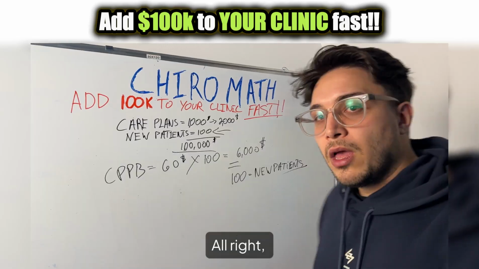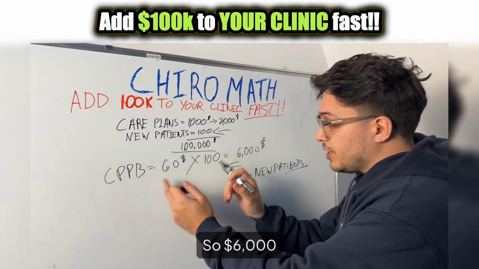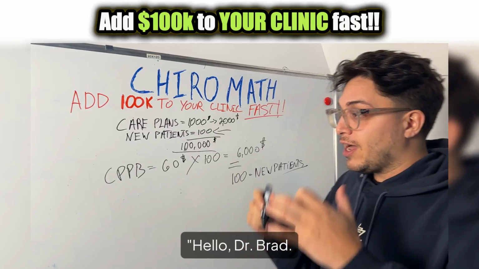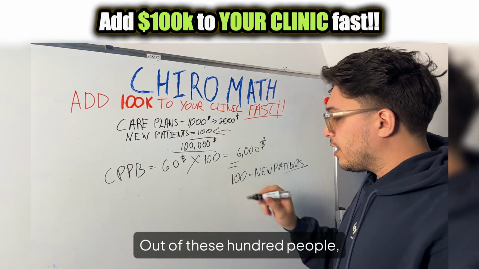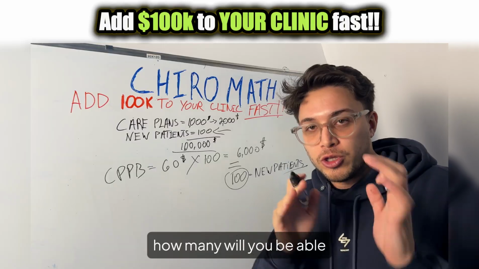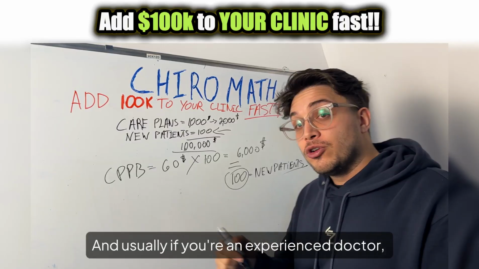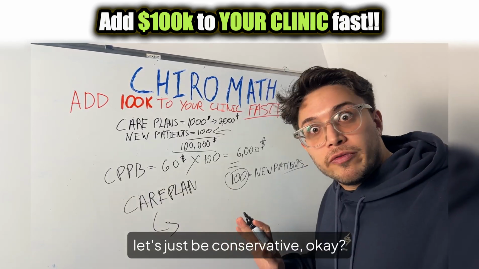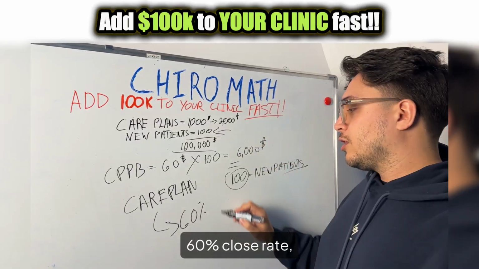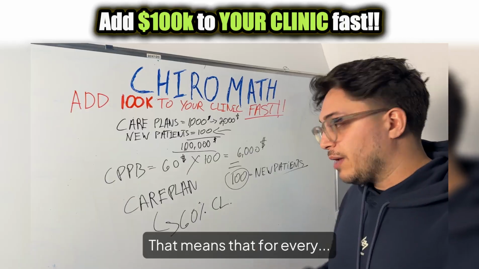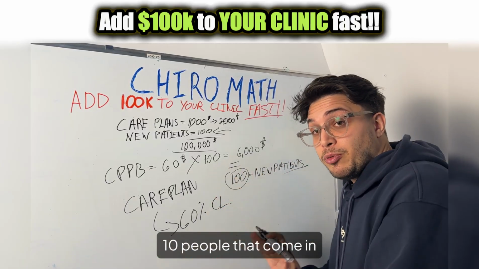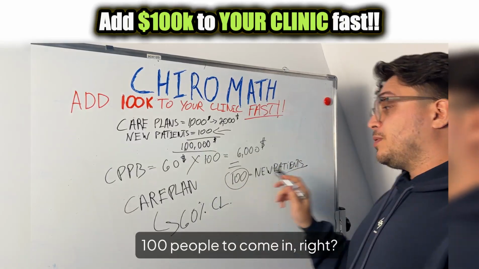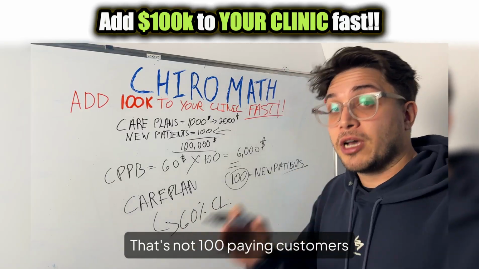Now, to be clear, we are not finished here. $6,000 is 100 new people in your chair saying, hello, Dr. Brad, I need an adjustment. Please fix me. Out of these 100 people, how many will you be able to sell a care plan to? Usually, if you're an experienced doctor, let's be conservative, it's about a 60% close rate. That means that for every 10 people that come in, 6 are going to buy your care plan. So that's not 100 paying customers buying your care plan.